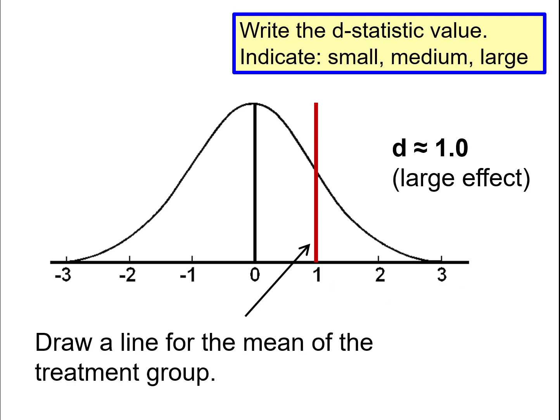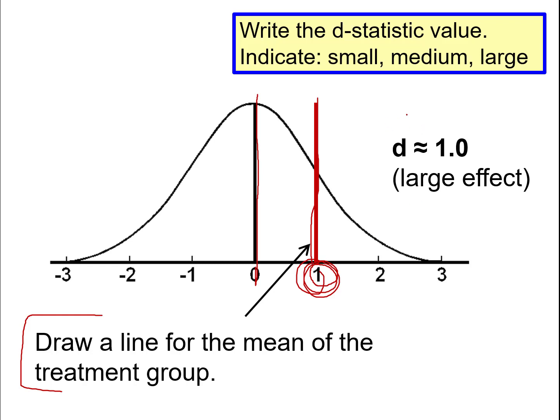So the next thing I'm going to do is draw a line to indicate the mean of the treatment group. I've already drawn the distribution of my control group, and the mean of my control group is right at 0. Now I need to draw a line where the mean of the treatment group is going to go. If I'm illustrating a d-statistic of 1, that means there's 1 standard deviation of difference between my treatment group and my control group. So the mean for the treatment group needs to be 1 standard deviation higher than the mean for my control group. So I'll go up here to 1 standard deviation above the mean, and I'll draw this red line here, which is right where the mean of the treatment group should go to illustrate a d-statistic of 1.